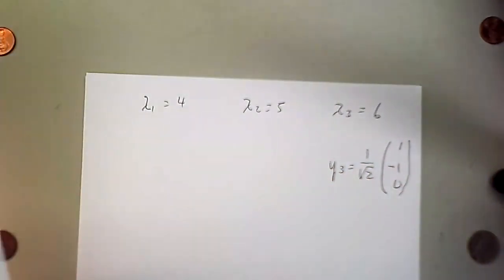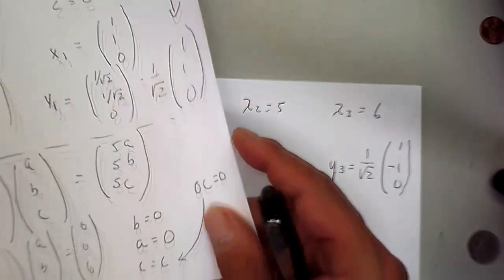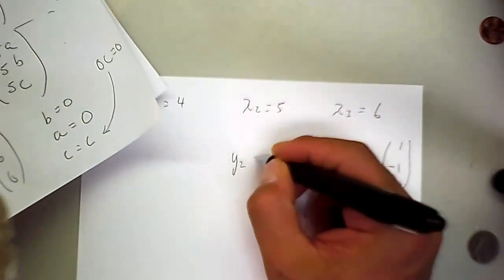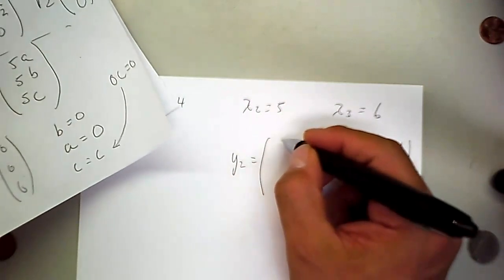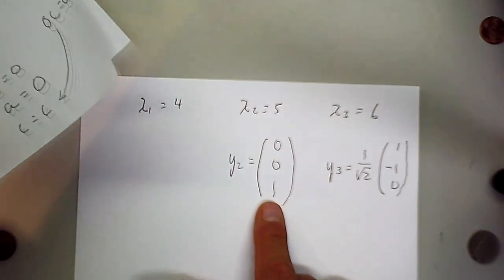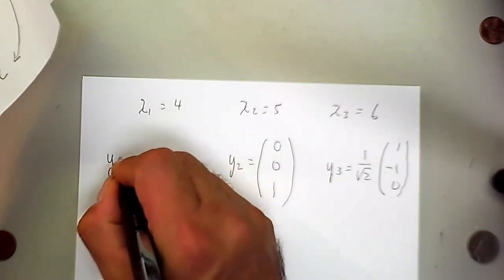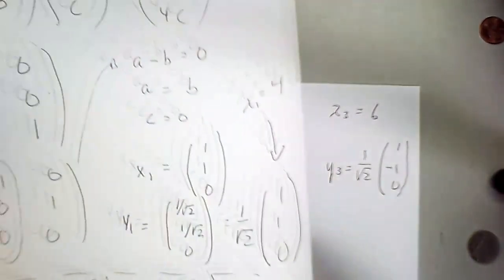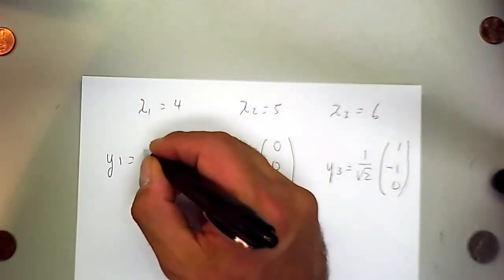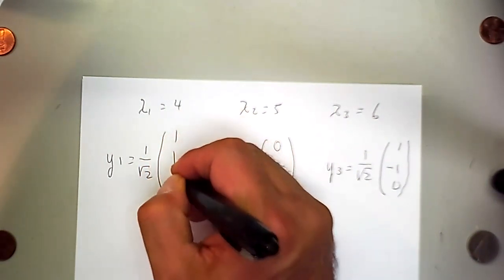Now let me look through my papers to find the other two eigenvectors. The eigenvector with 5, that is an interesting one. That's y2 equals 0, 0, 1. And it has length 1 in it. Yeah, that's interesting. Y1, which was the first one we found, was 1 over the square root of 2, 1, 1, 0.